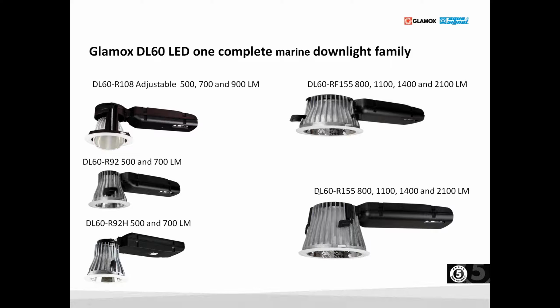Then we have a higher version called R155 that also goes from 800 up to 2100 lumen light output. This is designed for thicker ceilings, such as fire ceilings, when you are talking about a 52 millimeter thick ceiling. So that is the B15. For instance, Norax Daco has these types of ceilings, very much used for oil and gas.